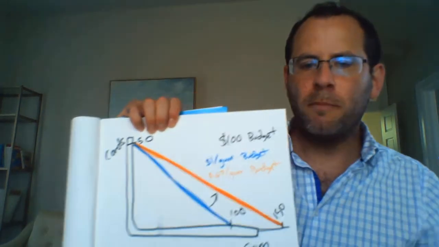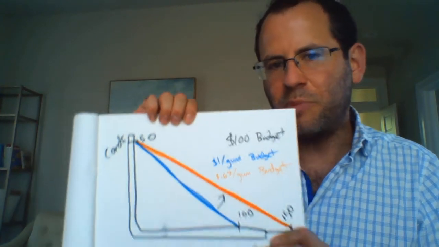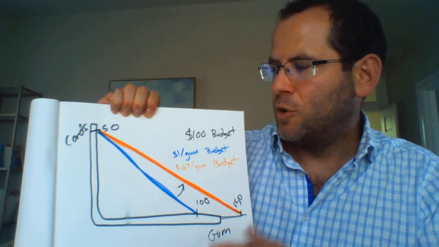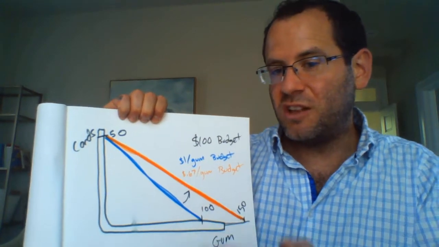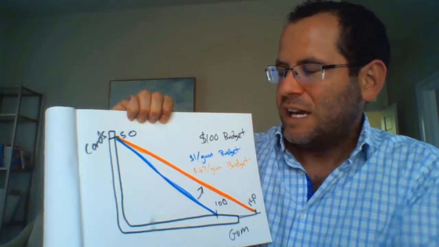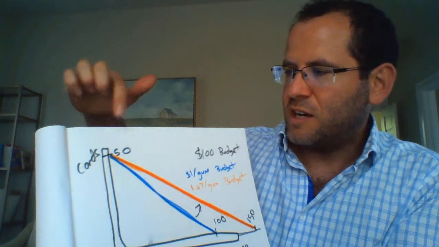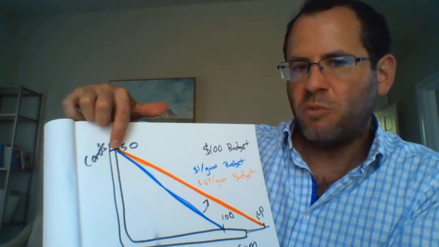In orange, we have the 67 cents per gum budget line. Both of them have a $100 budget, but the budget line moved, and what I call this is a pivot. So I call it a shift when we have that parallel shift of changing the amount of money we have to work with. Here, it's not a parallel shift, right? Because the number of packs of cards we bought didn't change at all.